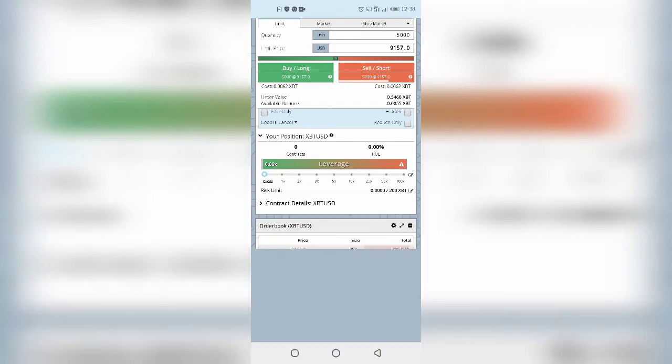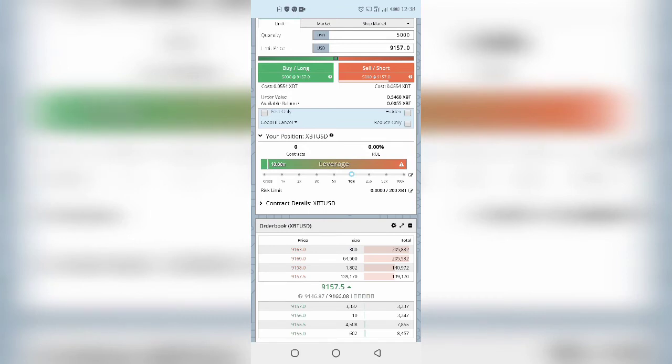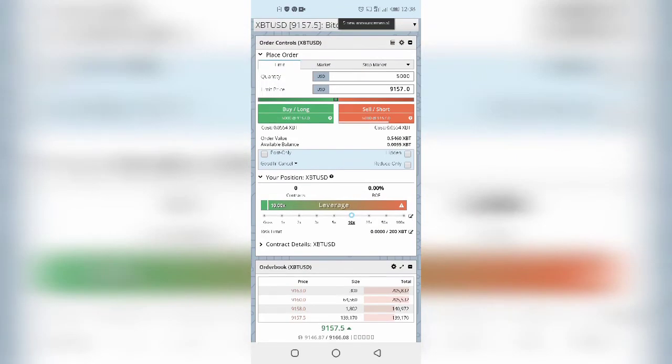So let's adjust this leverage position to 10x. Now I've adjusted it. As you can see now, the costs have changed. This is one of the reasons why I said two things are very important when you're setting your trade on Bitmex: always look at your costs and your leverage position. Both of them influence each other. So now you can see that this has changed.